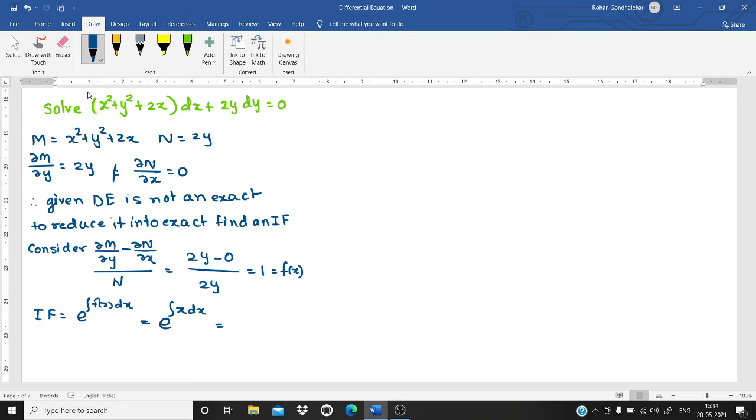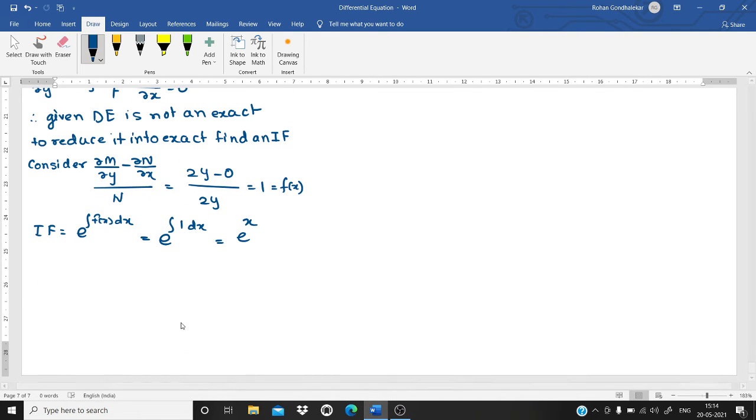The integral is, the f of x is 1. So integral of 1 dx is x. So integrating factor is e raised to x. Hence what we write? Multiply the given differential equation by e raised to x.